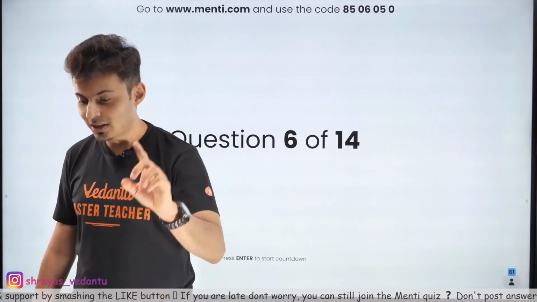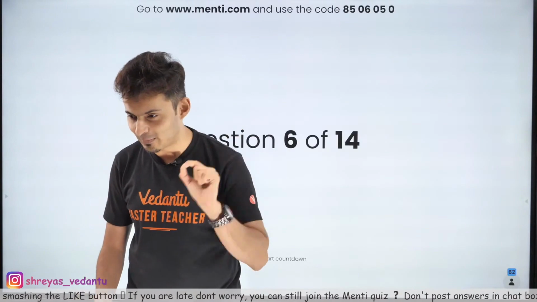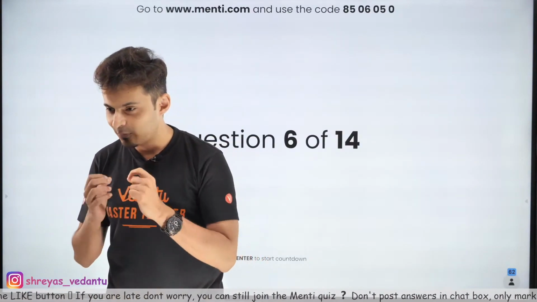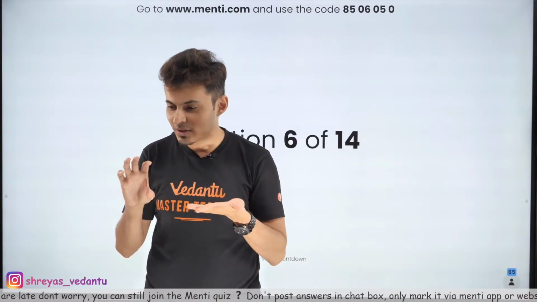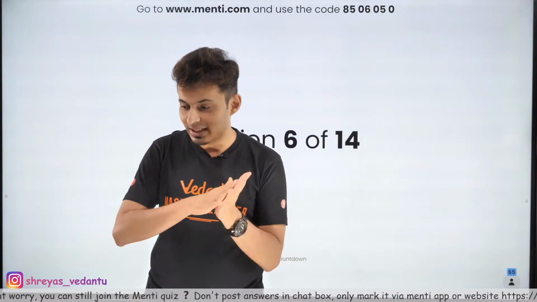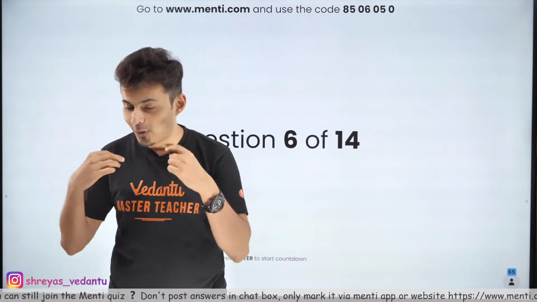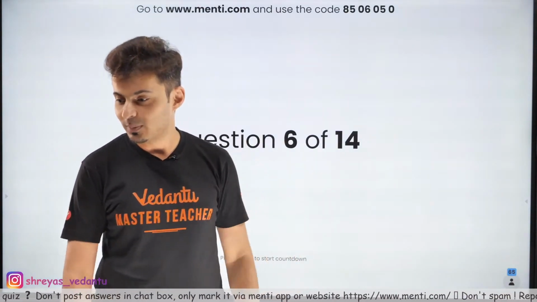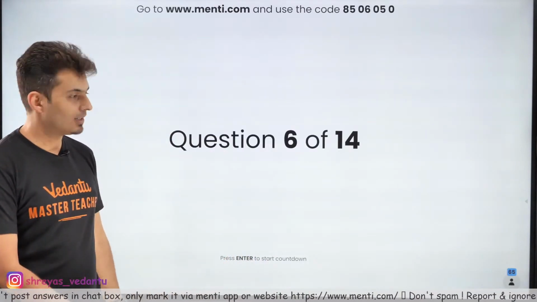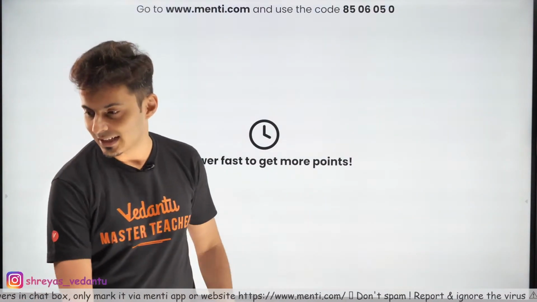Okay, cool. So there is a car of mass m which is moving with momentum p. Mu is the coefficient of friction between the tires and the road. What will be the stopping distance due to the friction? Come on, let's see if you can get it.